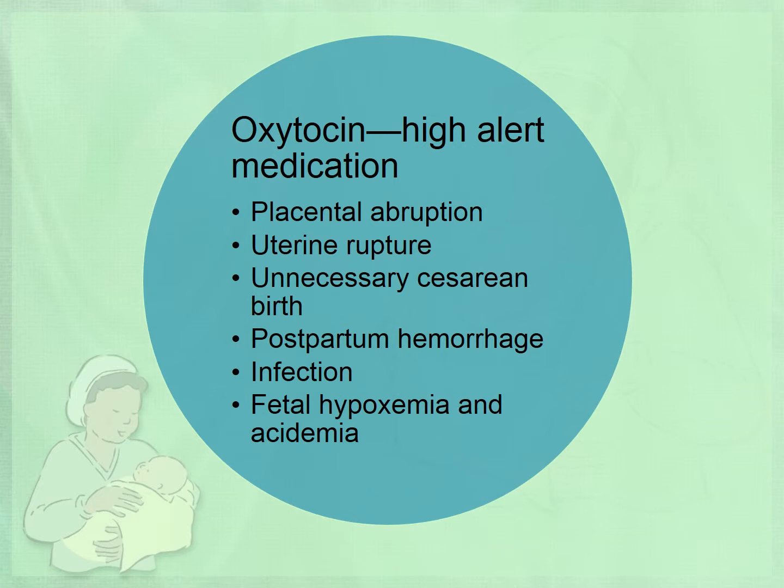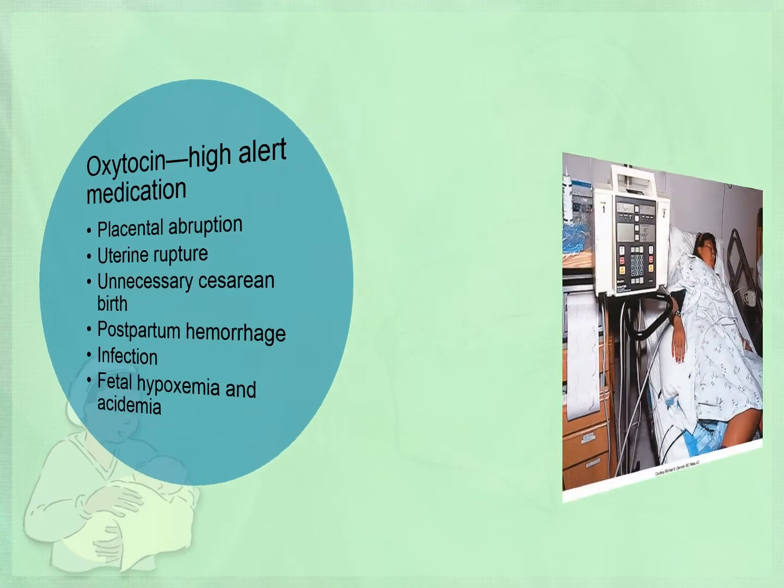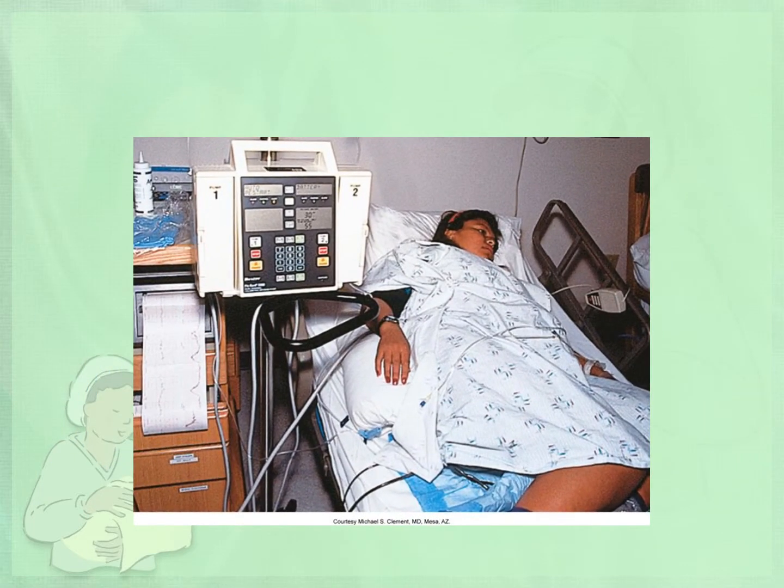There are risks to the mother and the baby with oxytocin use. Maternal risks include placental abruption, uterine rupture, unnecessary cesarean birth, postpartum hemorrhage, and infection. Fetal risks include hypoxemia and acidemia, which is caused by decreased placental perfusion, which is a result of prolonged or too frequent contractions. The protocol for administering oxytocin as well as a drug guide can be found on page 465 in your textbook. You will need to review this.